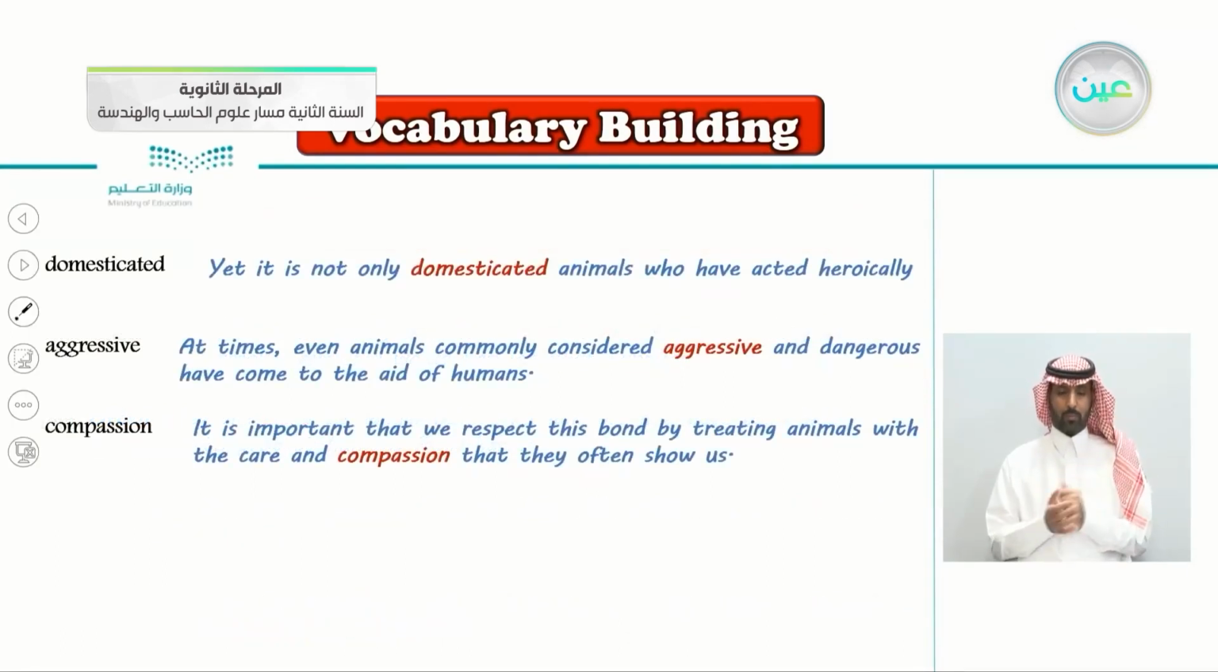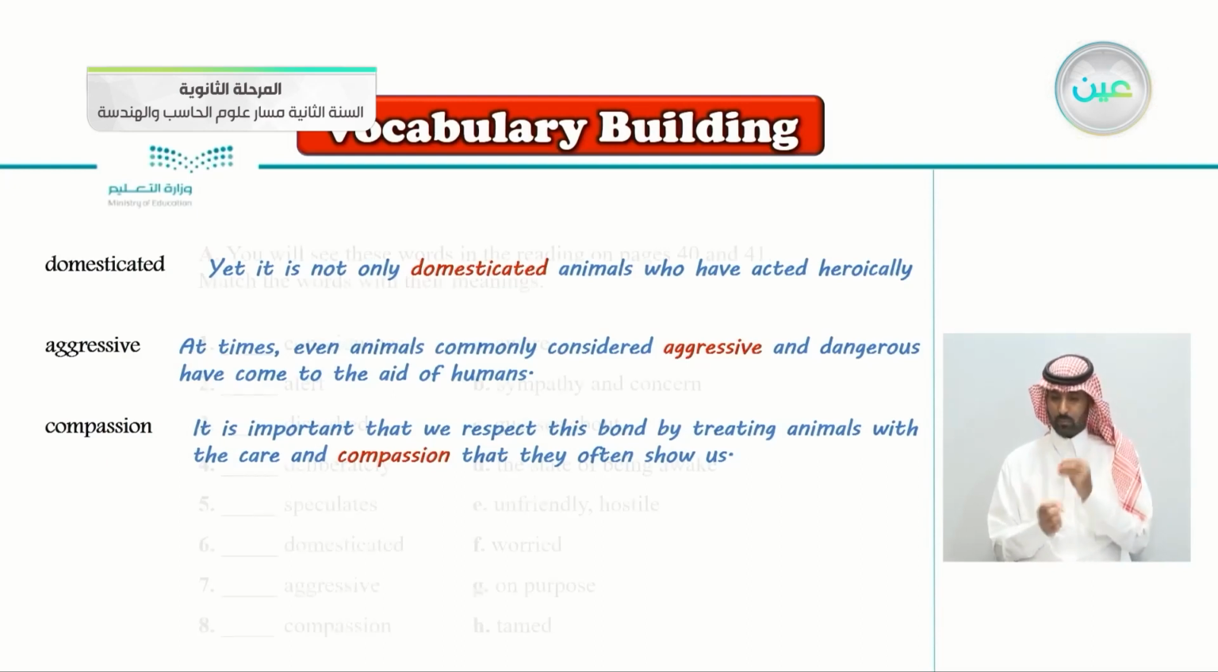And here, domesticated: "Yet it is not only domesticated animals who have acted heroically." Aggressive, I think you know the meaning of this word: "At times, even animals commonly considered aggressive and dangerous have come to the aid of humans." Compassion: "It is important that we respect this bond by treating animals with the care and compassion that they often show us." So these are the words in the text we'll be learning next lesson.